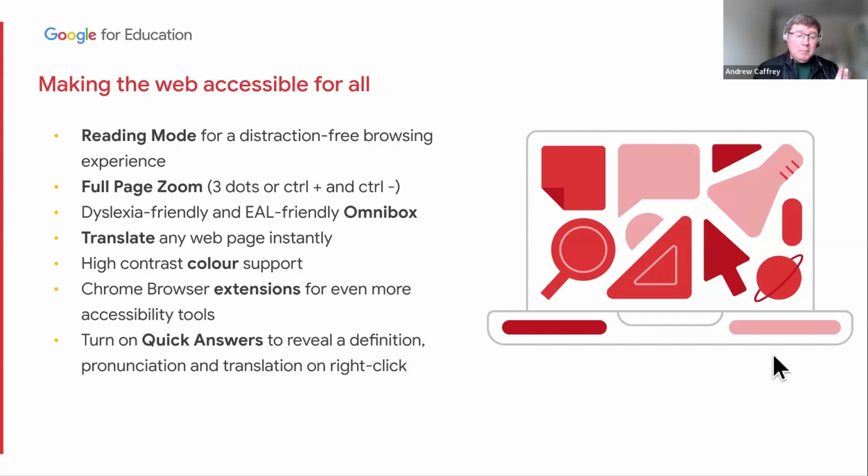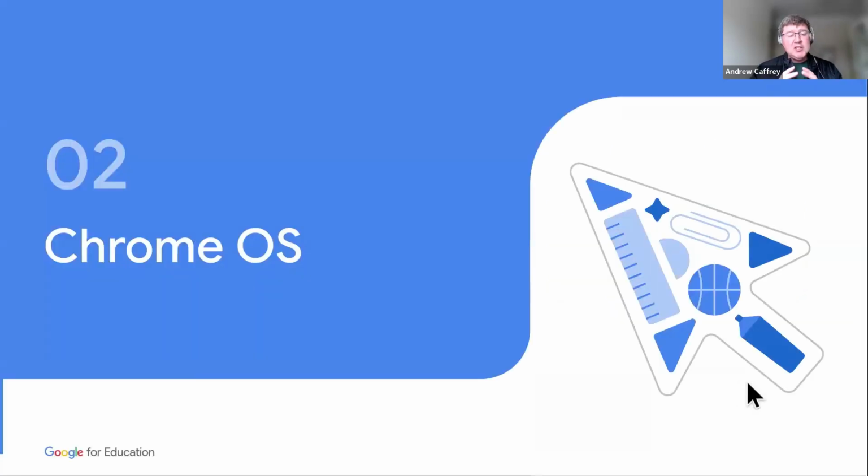Now let's talk a little bit more about devices. So we're going to move on. And the next one I'm going to talk about is Chrome OS. And you might think, well, what is Chrome OS? So Chrome OS is our operating system. And historically, it was used on Chromebooks. So it's what Chromebooks use.